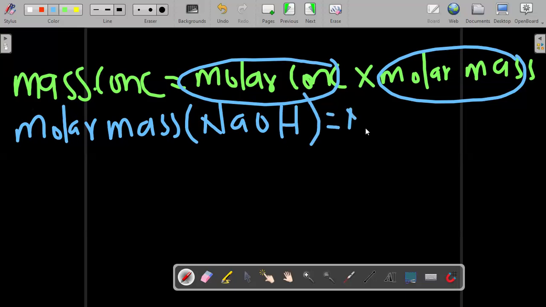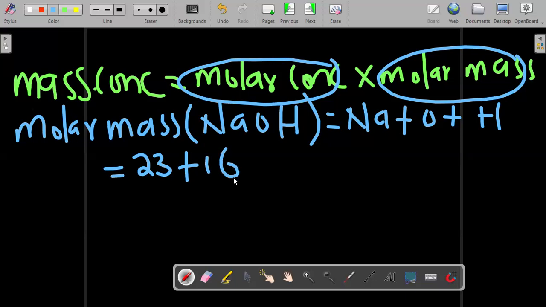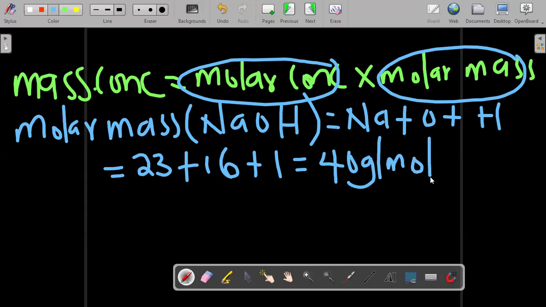This will give me Na plus O plus H. The atomic mass of sodium is 23, plus 16 plus 1. That will give us 40 grams per mole. Like I told you, if you write a wrong unit, it will attract minus 1. Are you following?